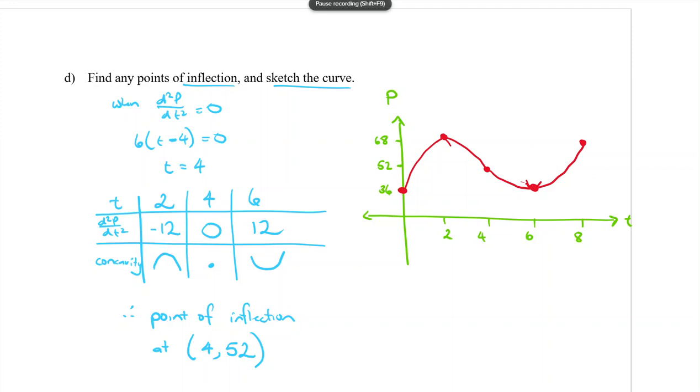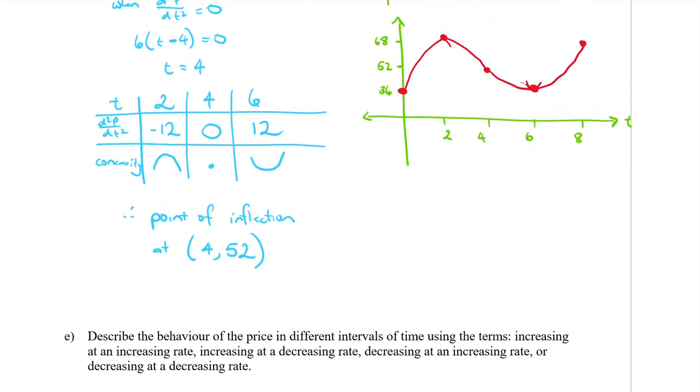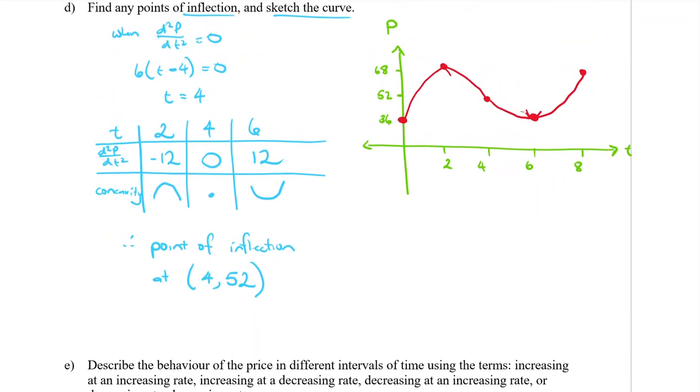All right, part E, we want to describe the behavior of the price in the different intervals of time using terms like increasing at an increasing rate, increasing at a decreasing rate, etc. So in this graph that we have, there are 4 sections. We have from 0 to 2, then from 2 to 4, then from 4 to 6, and then from 6 to 8. They're the 4 sections that we need to describe.